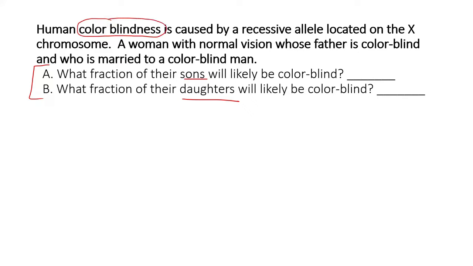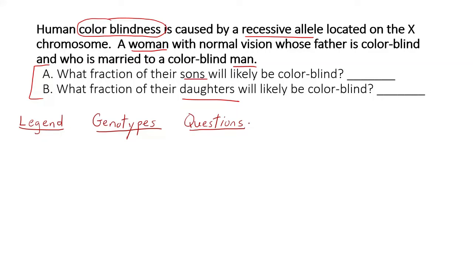The question is about color blindness, which is a recessive allele, of course on the X chromosome. So we have a woman and a man, and we're asked about their kids. So a pretty typical problem. Let's follow the setup we did before, where we lay out all of the parts really carefully. So we'll figure out a legend, summarize the genotypes, and then make sure we answer the questions asked.